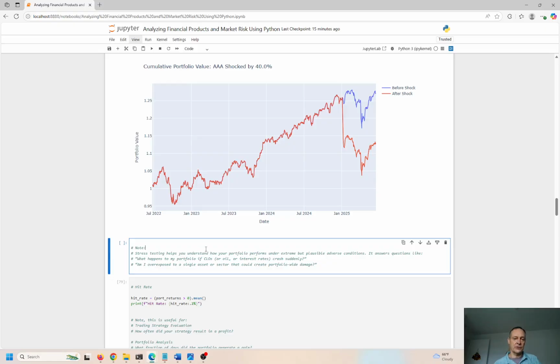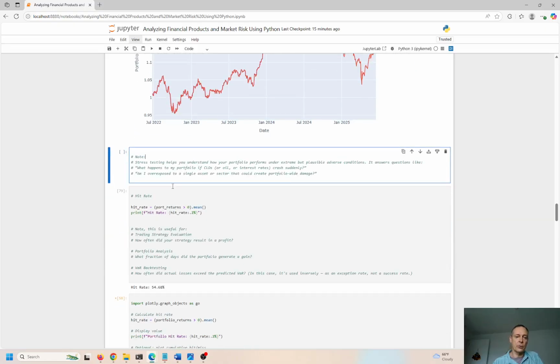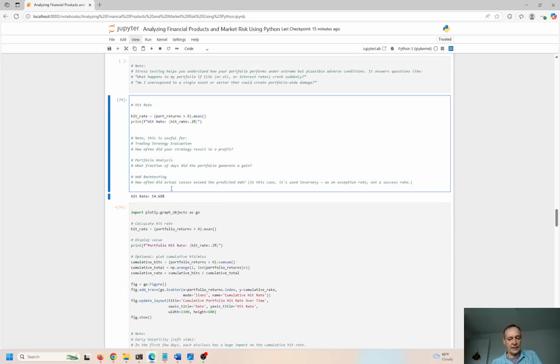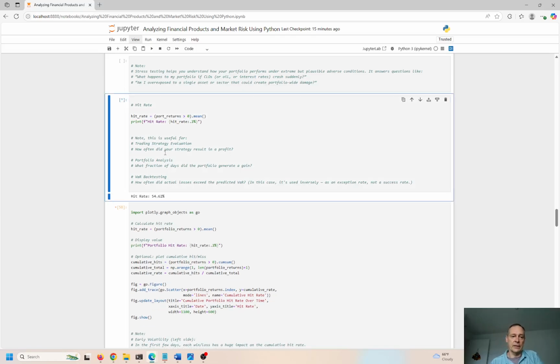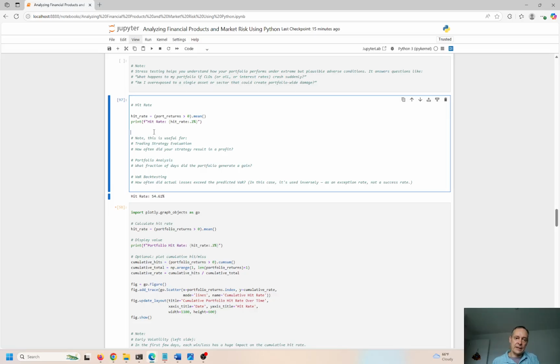It's not a daily occurrence, but from a risk management perspective, it totally makes sense to do these types of exercises, right? To see what the potential negative impact is going to be on your portfolio. So this is an interesting concept. Hit rate basically shows us, based on our trading strategy evaluation, how often does a trading strategy result in a profit? We can look at portfolio analysis, what fraction of days did the portfolio generate a gain? And we can look at VaR backtesting to see how often did the actual losses exceed the predicted VaR.